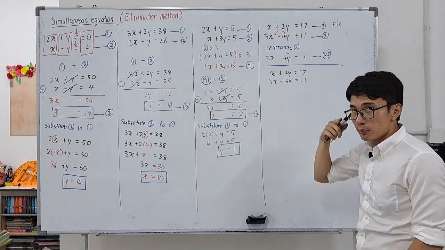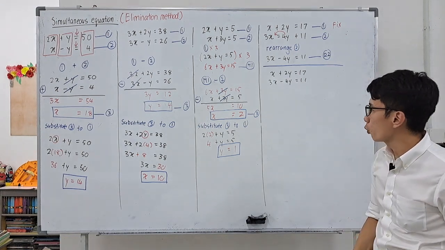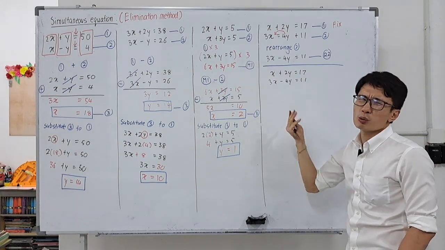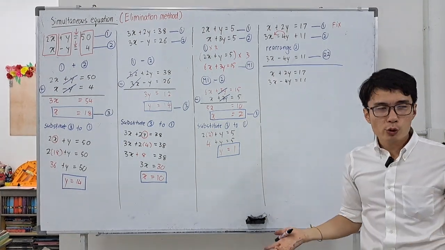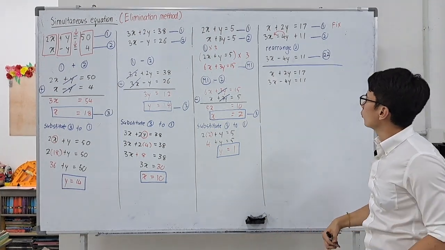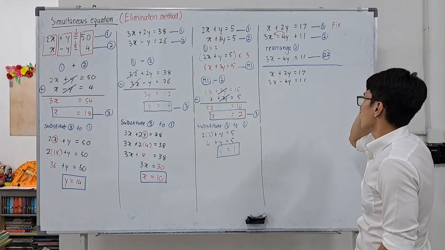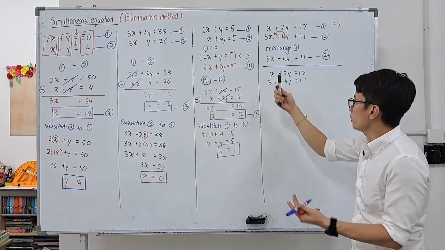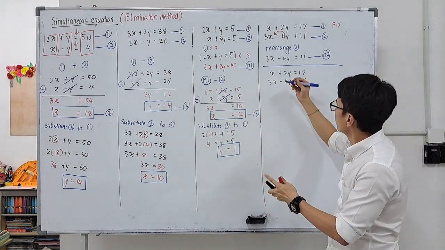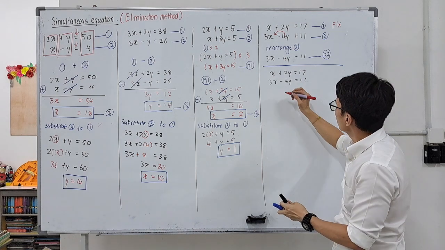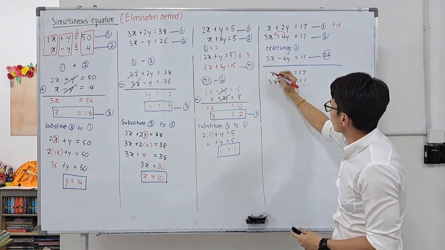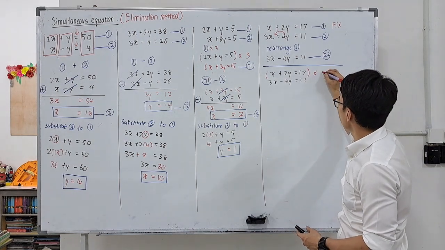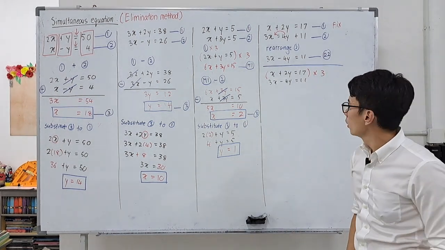If you notice, I can't eliminate yet, so I need to make one of the equations look the same. Again, you can choose which one you want to eliminate, x or y. It doesn't matter which one. For this example, let me eliminate x this time since I eliminated y before. That seems to be easier to do. So what do I do over here? Everything in this equation, I must multiply by 3.